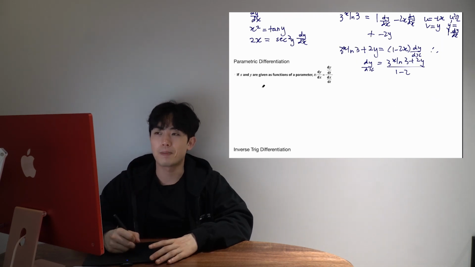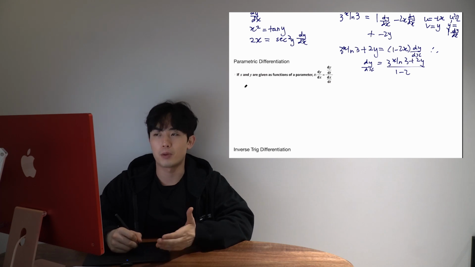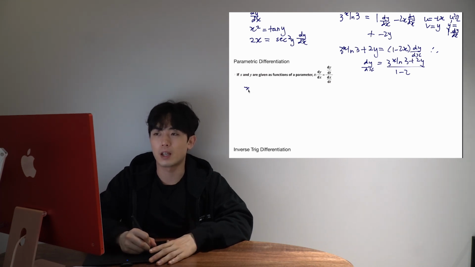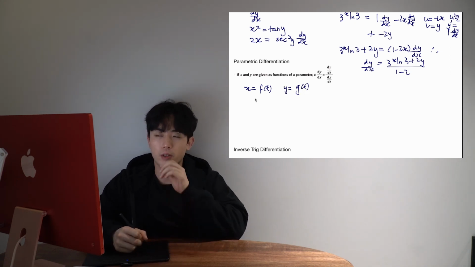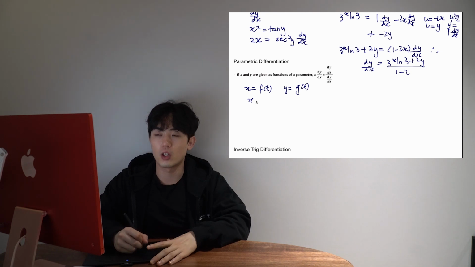Okay, the next part is parametric differentiation. This is when we have parametric terms. So for example, x is in terms of some function f of t, and y is in terms of a different function g of t. As you know, hopefully you've done the parametric equations topic, you should know that you can make a Cartesian equation by replacing the t's.